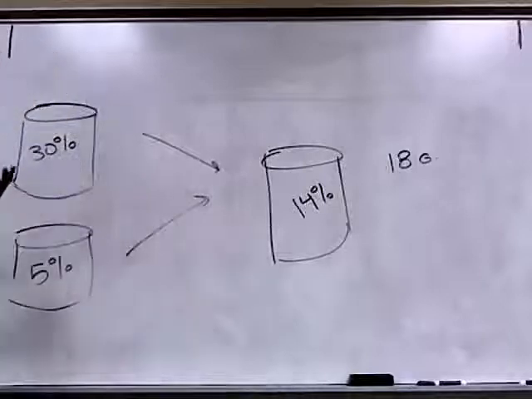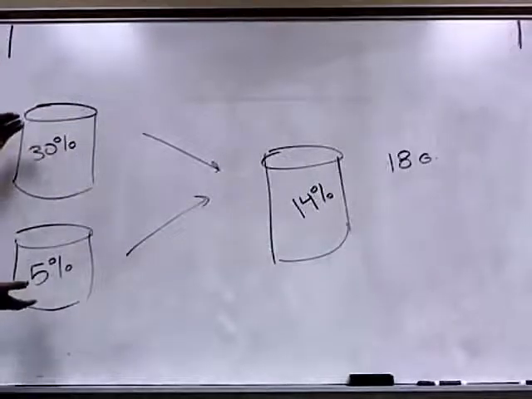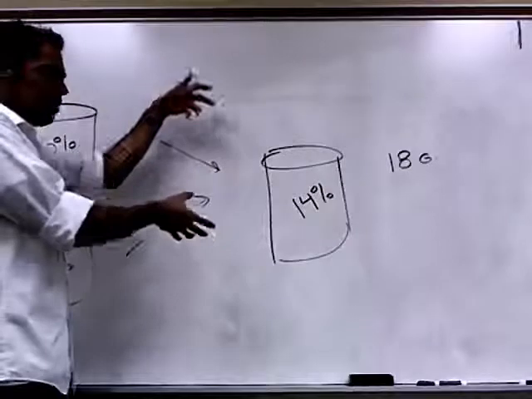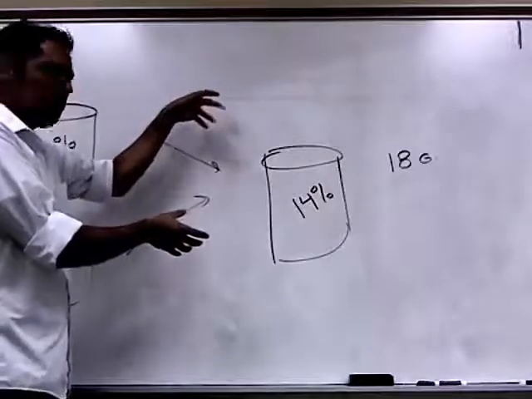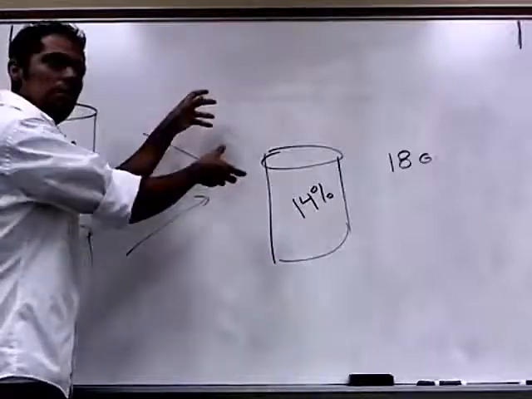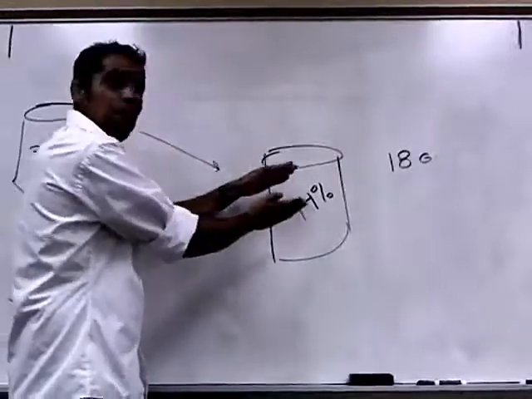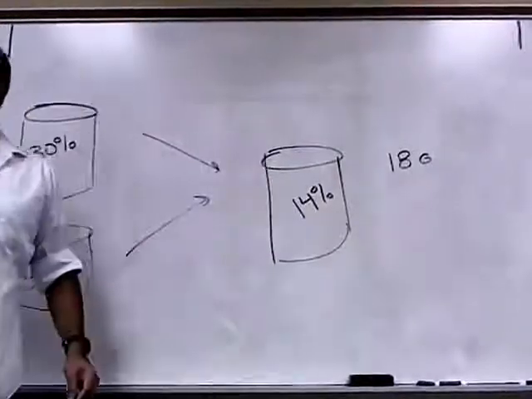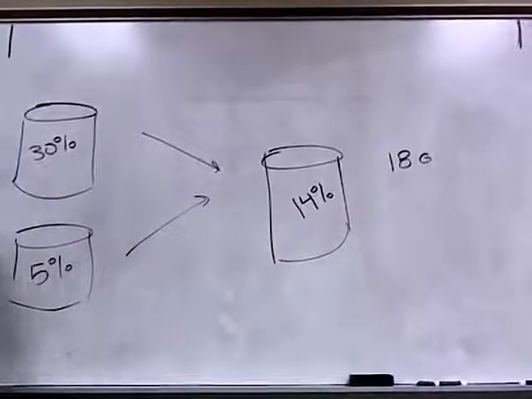So the idea in a chemistry lab is that you take both, since this is more than 14 and this is less than 14, and mix them in a certain way, like maybe I need a little more of the 30, and a little bit of the 5, and a little more of the 30, until I get it exactly 14% and exactly 18 gallons. So I want to mix it just right so that it all works out. Does that make sense?